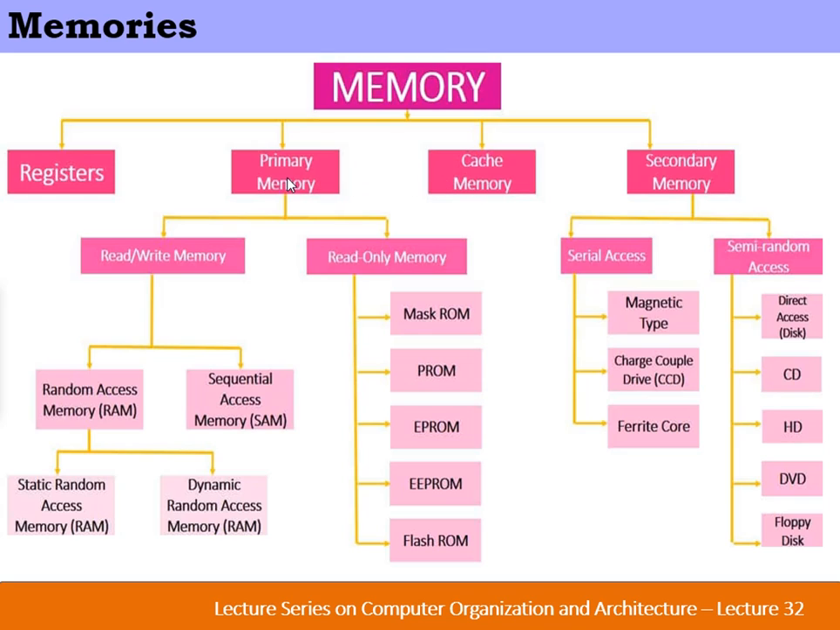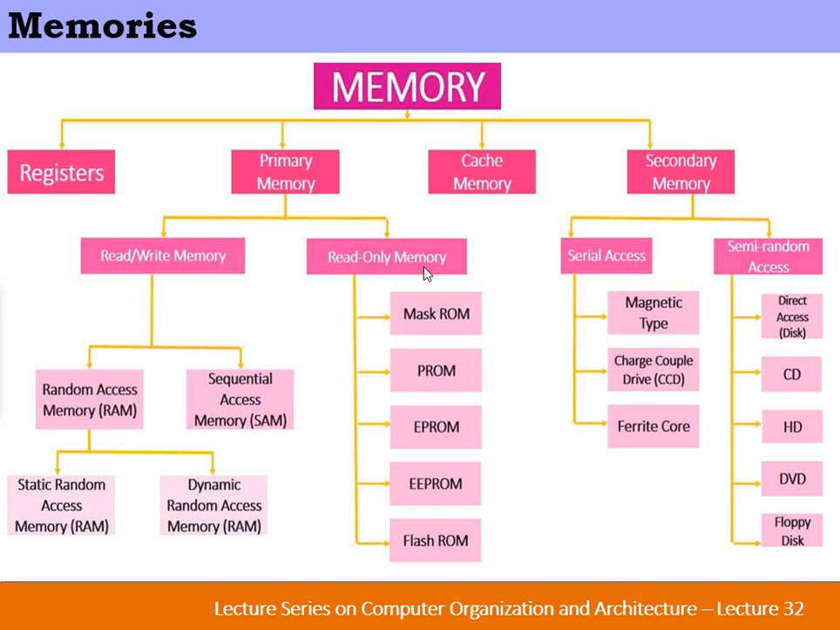Now, when we concentrate on primary memory, we have two different types: one we call read-write memory and the other is read-only memory. Under read-write memory we have two types: one is called random access memory and the other is sequential access memory. Coming to random access memory, we have two further types: static random access memory and dynamic random access memory. Here we will be concentrating on both types, static random access memory as well as dynamic random access memory.